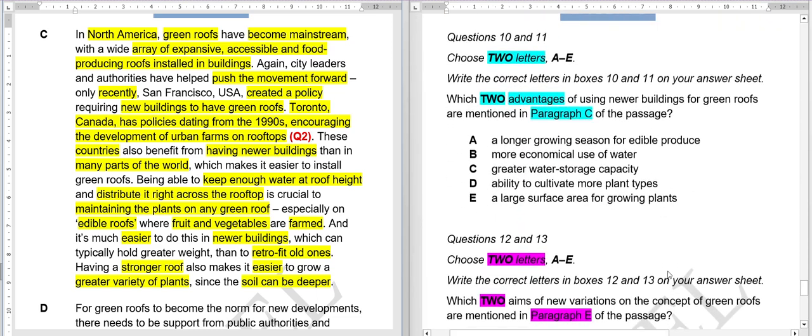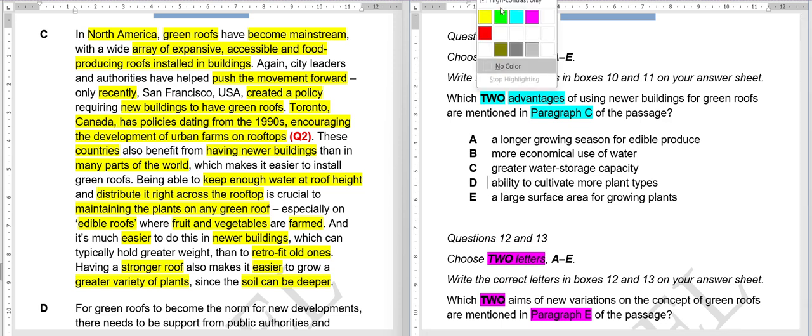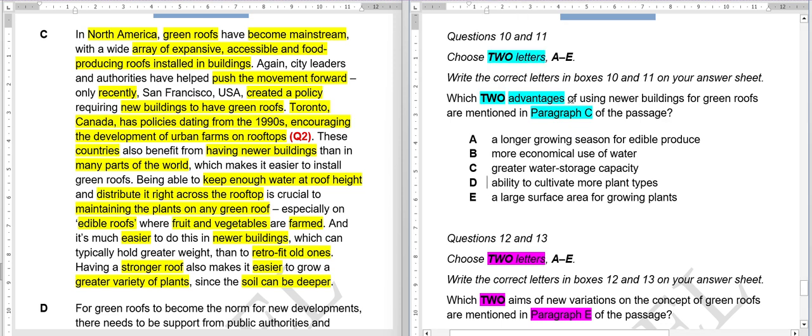Now moving on to the 10th and 11th questions. So let's read the questions first. Which two advantages of using newer buildings for green roofs are mentioned in paragraph C? Now we have to talk about the advantages of using newer buildings for green roofs. So we have read something like that.